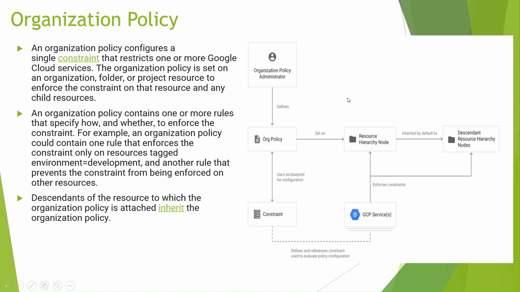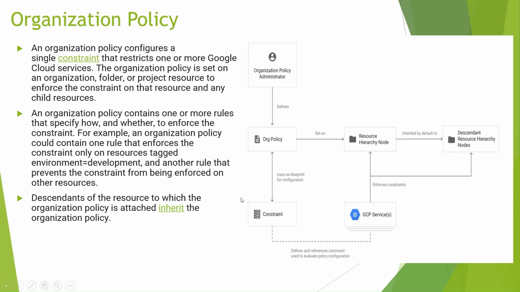So the organization policy administrator defines the organization policy, and it will be set on a resource hierarchy node, which can be your organization, your folder, or your project. And if it is defined on the organization or folder level, it will be inherited by the descendant resource hierarchy nodes. So if defined on the organization level, it will be inherited by your folders and your projects. And the constraint is for a specific GCP service.